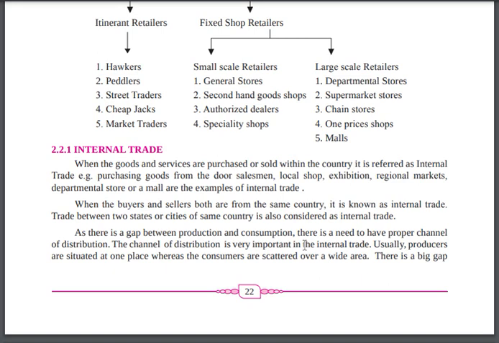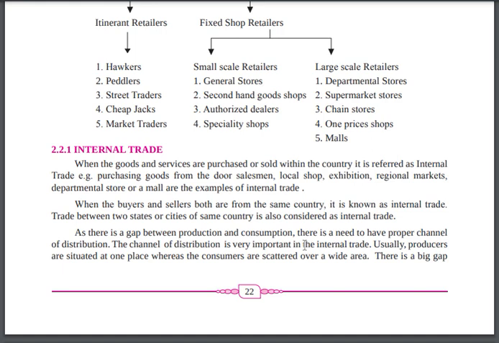Clear? An example is purchasing goods from a door-to-door salesman, a local shop, an exhibition, a regional market, a departmental store, or a mall. These are examples of internal trade. From a customer's point of view, if you are purchasing within the country, that is internal trade. And if you are purchasing something from outside, like you are going to Canada and purchasing a product, that will become foreign trade. When the buyer and seller are both from the same country, like Mohan living in Maharashtra and me living in Kashmir, in the same country, it is known as internal trade. Clear?